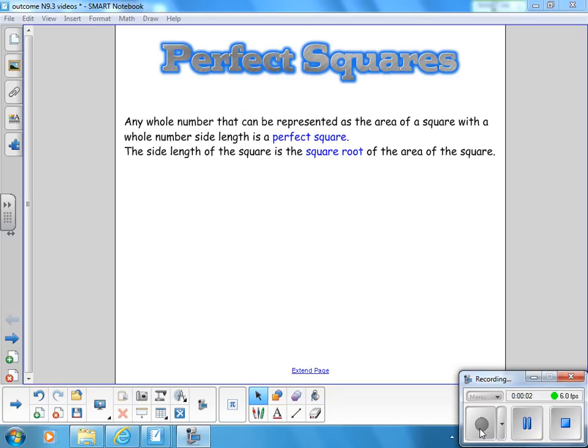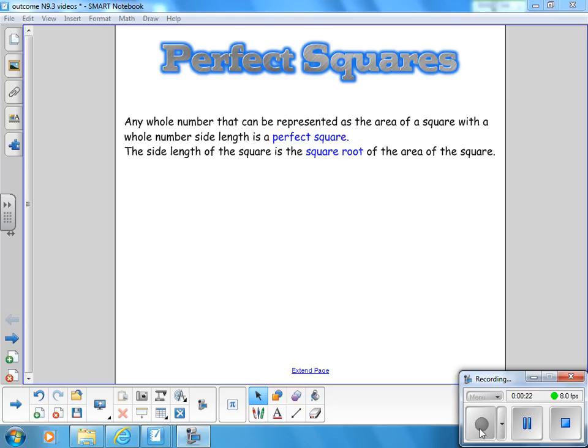In this lesson, we are going to look at perfect squares. In previous math classes, you would have looked at perfect squares of whole numbers. We are actually going to look at perfect squares of rational numbers. Before we get into the rational numbers though, let's understand or refresh our memories on what a perfect square is.